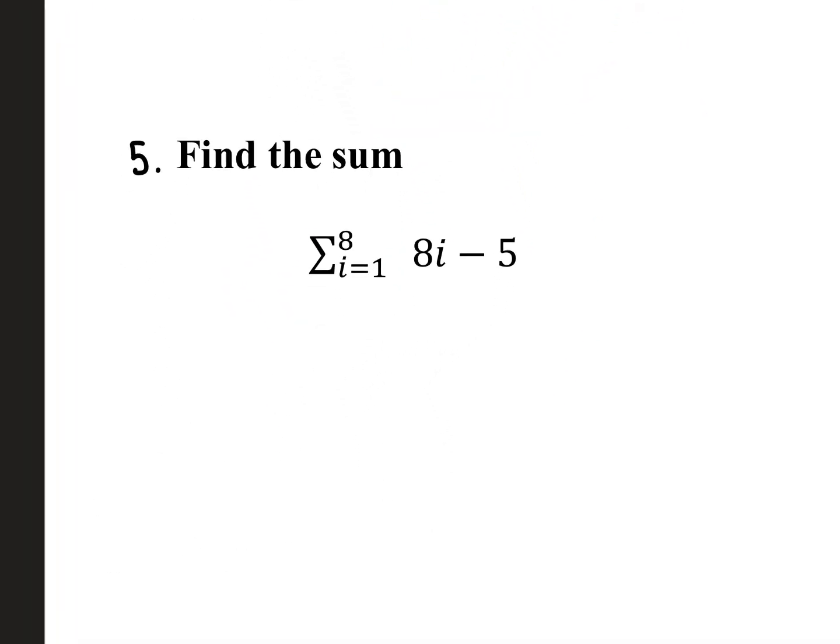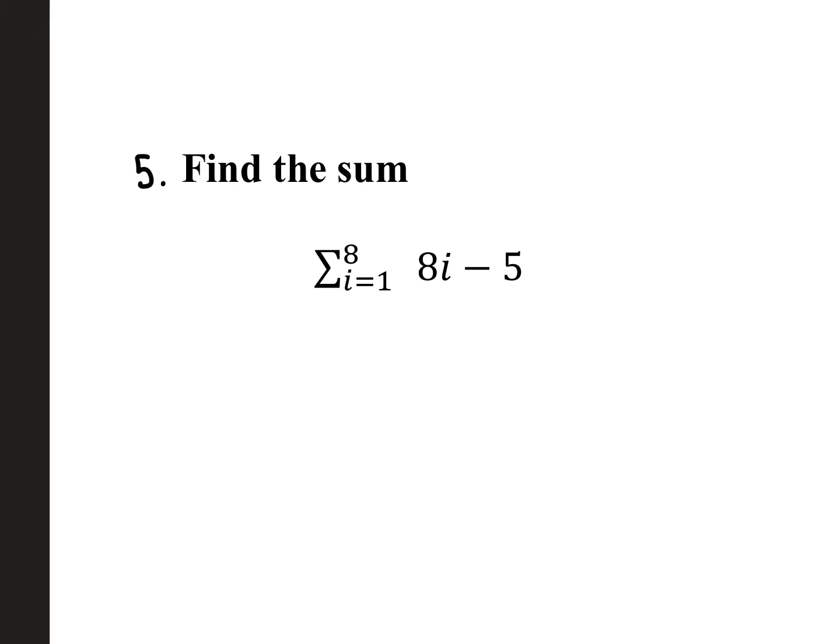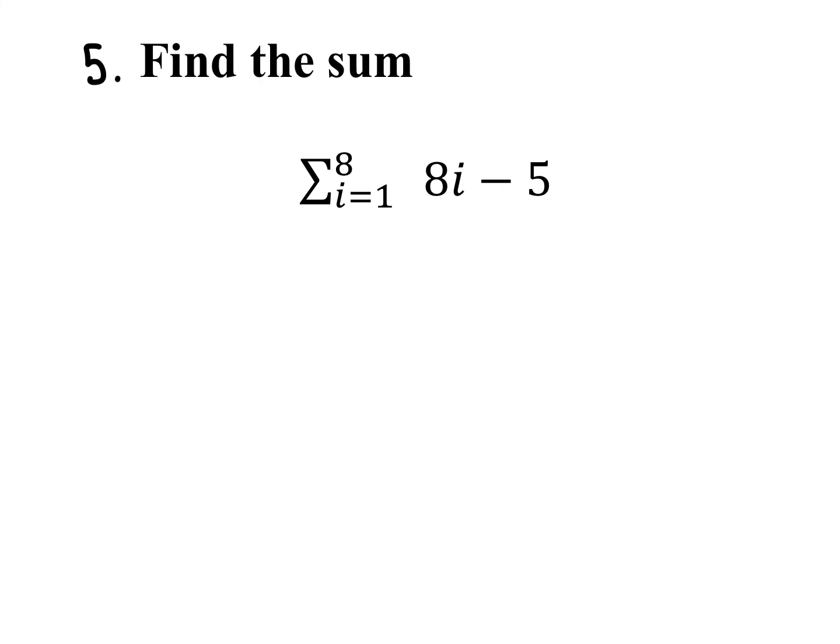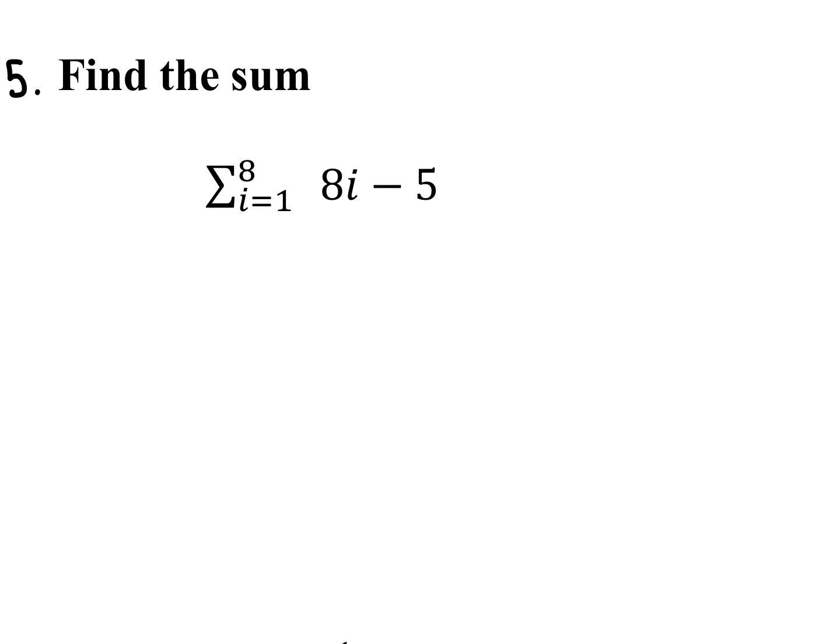All right, number 5. Find the sum. So a couple different ways we can do this. Is this an arithmetic sequence or a geometric sequence? It's arithmetic. It looks just like our arithmetic formula. We have a number times our variable minus another number. It looks just like it. So since we know this is arithmetic, I can use my arithmetic sum formula, which is S sub n is equal to n over 2 times the first term plus the last term.